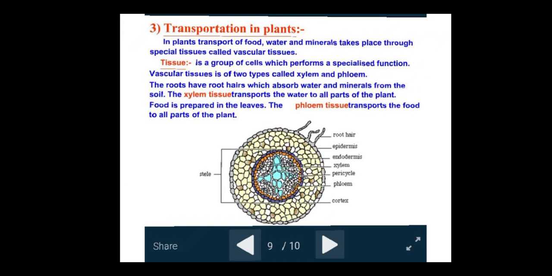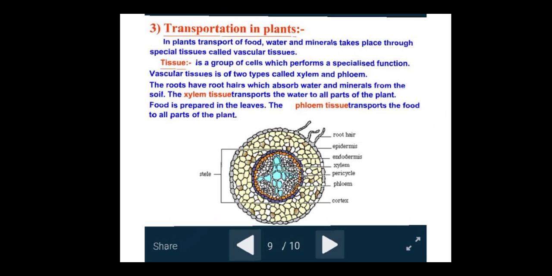Now, transport in plants. How does transportation occur in plants? In plants, the transportation of food, water and minerals takes place through special tissues called vascular tissues. A tissue is a group of cells which performs a specialized function. The vascular tissues are of two types: xylem and phloem.